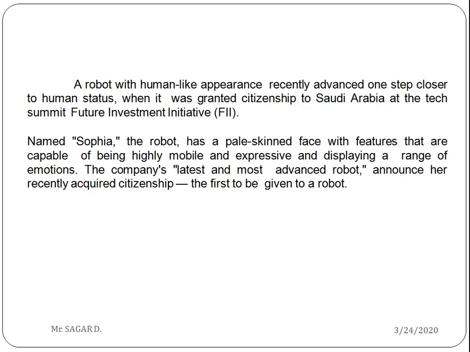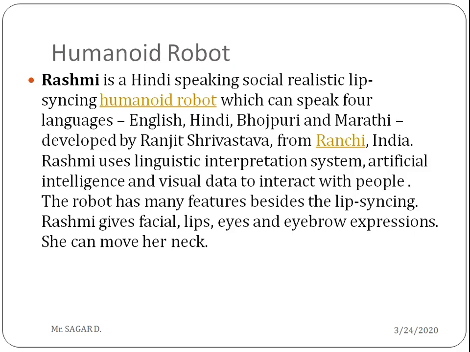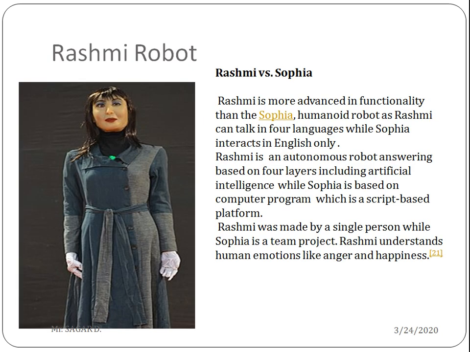A robo with human-like appearance is called a humanoid robo. Recently it advanced one step closer to human status when it was granted citizenship. So Sophia was granted citizenship of Saudi Arabia. Then another robo is Rashmi, which was developed in 2018. Basically it is a Hindi speaking, socially realistic, lip synchronizing humanoid robo which can speak 4 languages: English, Hindi, Bhojpuri and Marathi. Developed by Ranjit Srivastava from Ranchi. This is the Rashmi robo.